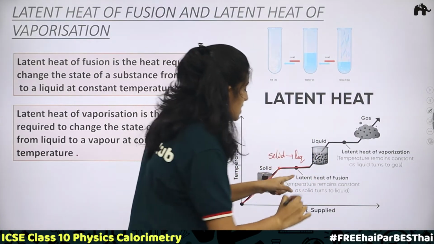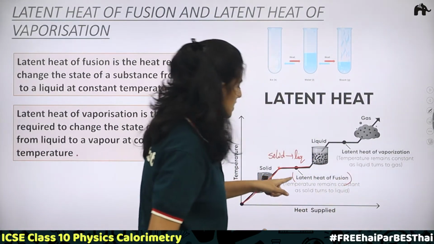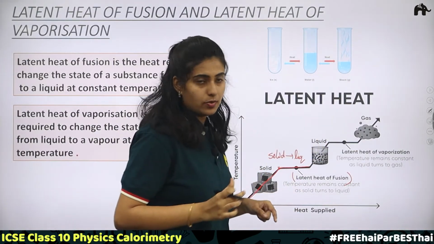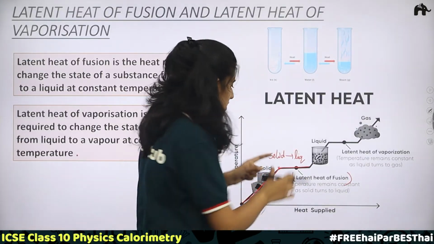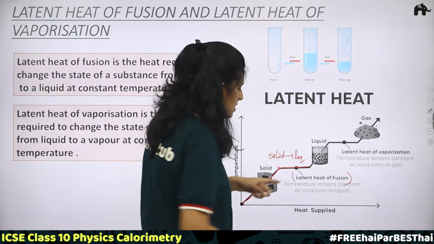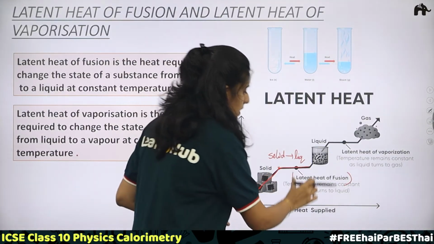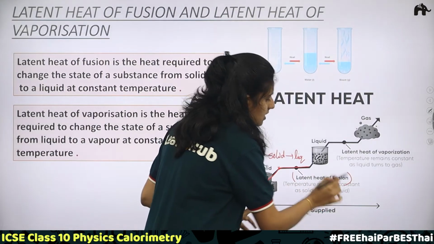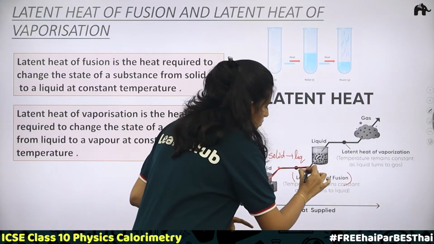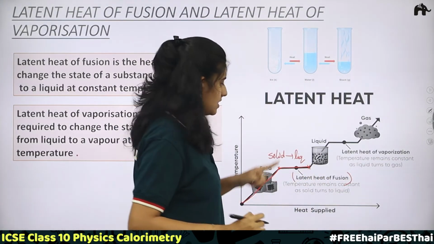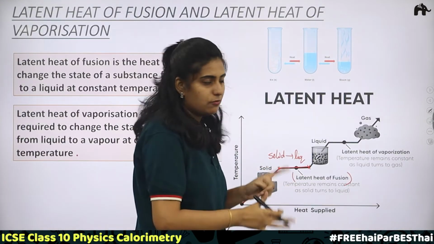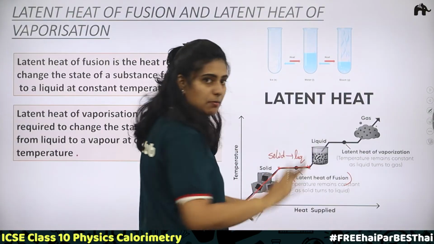This temperature is called the melting point. Here solid is getting converted to liquid. It is the melting point of the substance. And the heat energy that is being absorbed for this process is the latent heat of fusion. Temperature remains constant as solid turns to liquid. Here the complete conversion of solid to liquid is happening. Now after the conversion to liquid, again heat energy is being supplied. Till then all the molecules of the solid get converted into the liquid form. Here the temperature will remain the same.